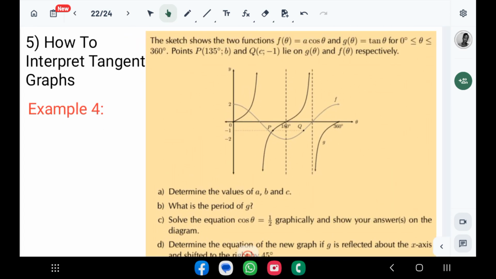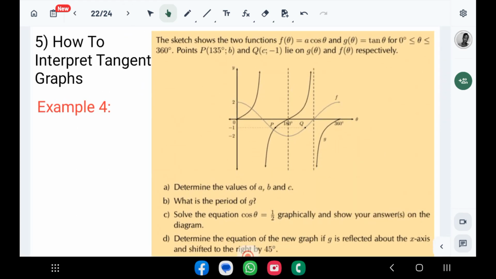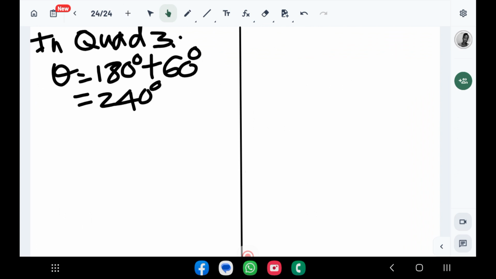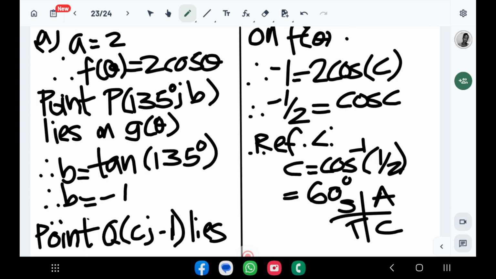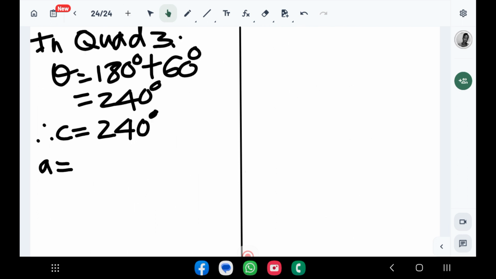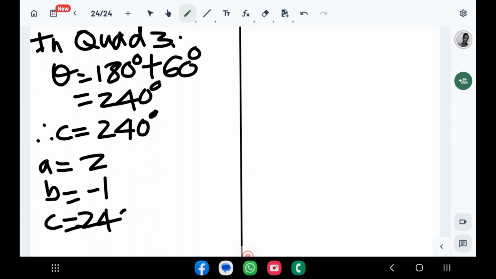Therefore, C equals 240 degrees. So your A equals 2, B equals -1, and your C equals 240 degrees.